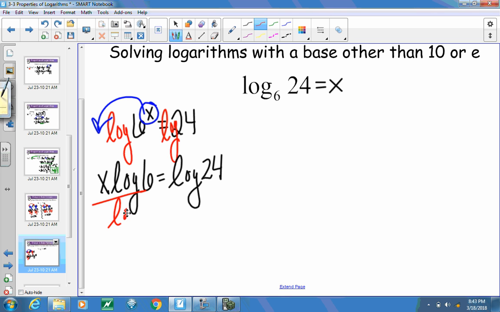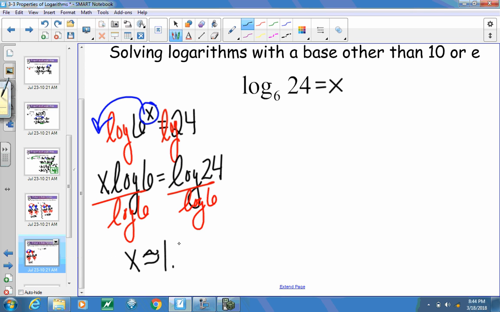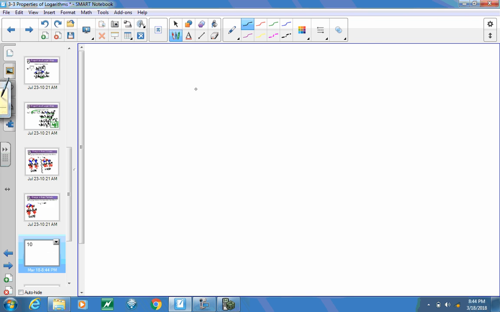Divide both sides by the log of 6. And then I'm going to get x is about, once again to the calculator here, take the log of 24 divided by the log of 6. And I get 1.77. Absolutely, you can go ahead, and you can use natural logs to work with this too. Either one would work for this. I'm going to go ahead and just work with a natural log.